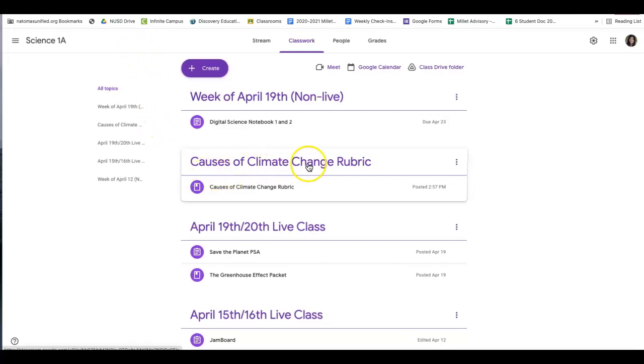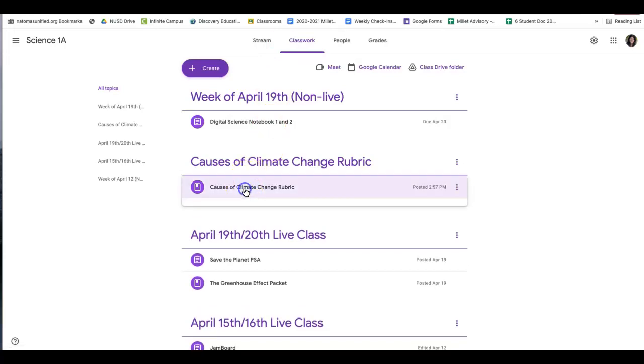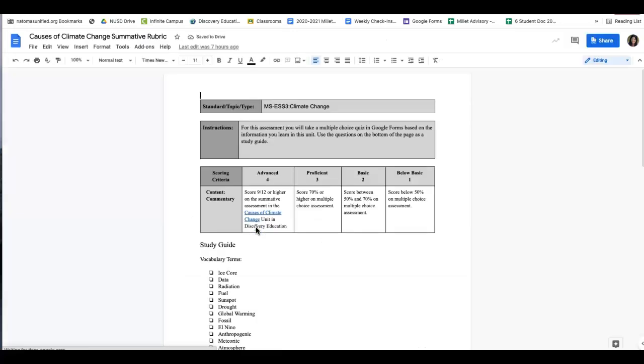If you go to Causes of Climate Change rubric under your classwork section, I have linked the rubric for you there. So you can click on it, open it up, and here is the instructions and the scoring rubric.